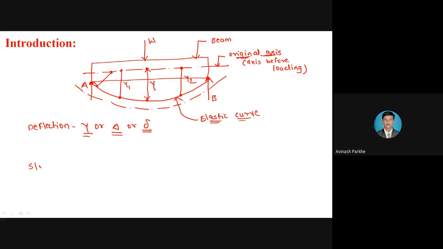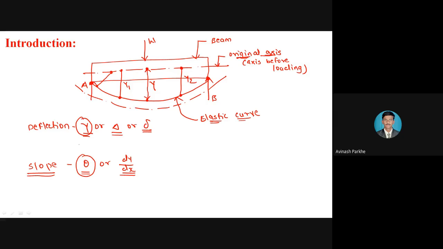Then another definition is the slope. Slope is always indicated by theta, and it is represented by dy by dx. So most of the time we are using y for the deflection representation and theta for the slope.